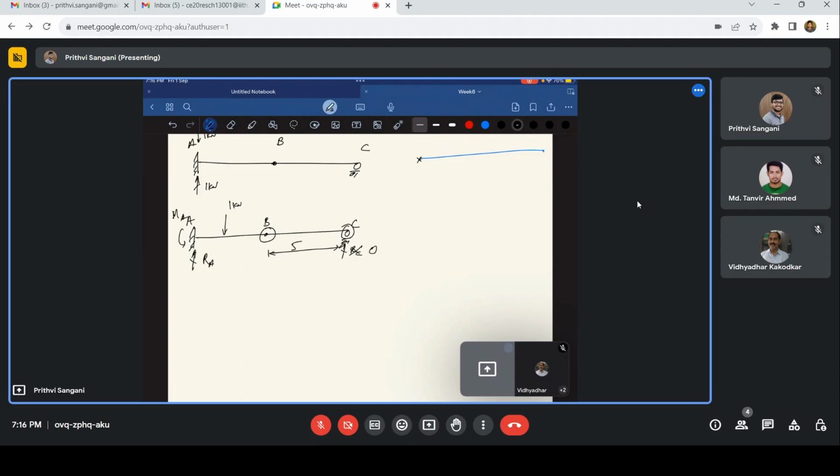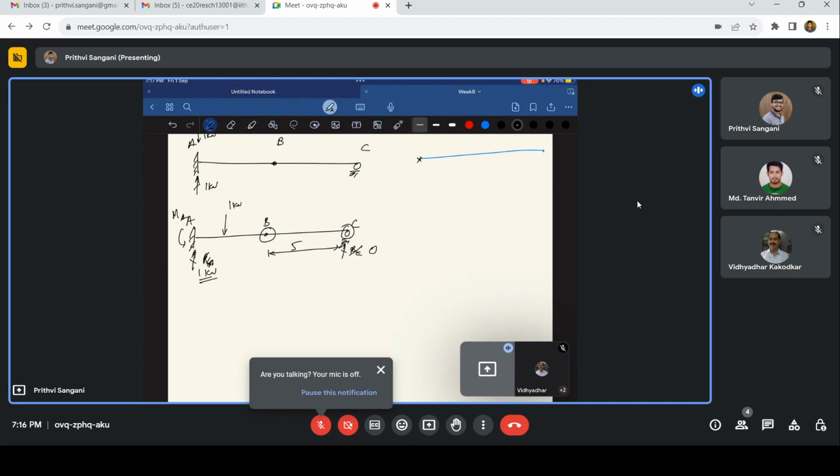So if RC is 0, RA should take complete load, right? Because to have the equilibrium in vertical direction, we should have RA as 1 kilonewton.